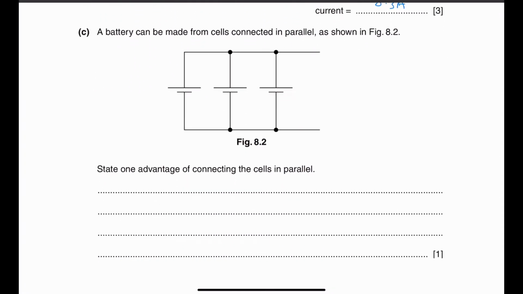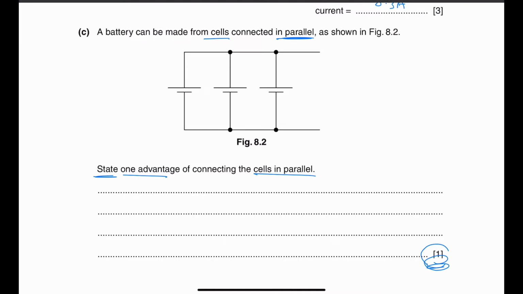Now they are using the same 3 cells, but this time they are connected in parallel. So they're asking what is one advantage of connecting the cells in parallel. Now if you look at the number of lines, you might think that you have to write a very long answer, but the first thing that you should really look at is the number of marks, which are only 1. The second thing that you should focus on is that the command word here is state. So you don't really have to write a very detailed answer. In fact, the answer has to be short and sweet, and we don't have to give any reasons.